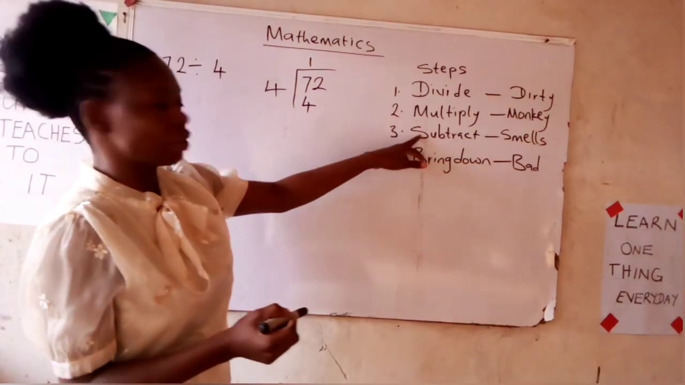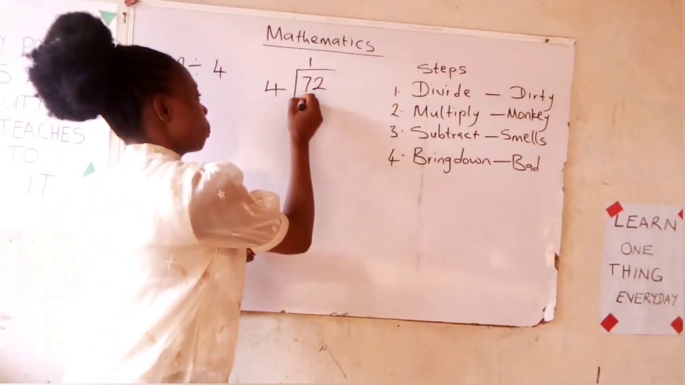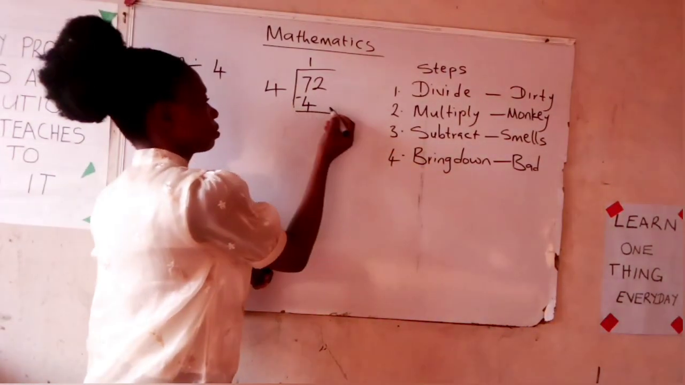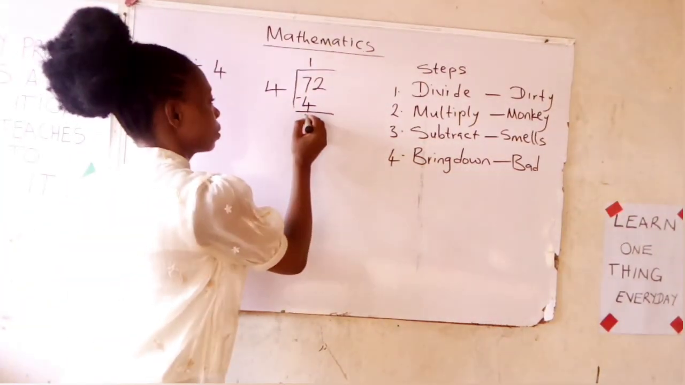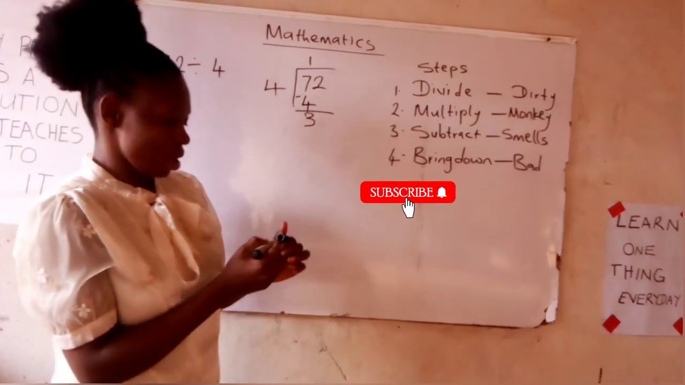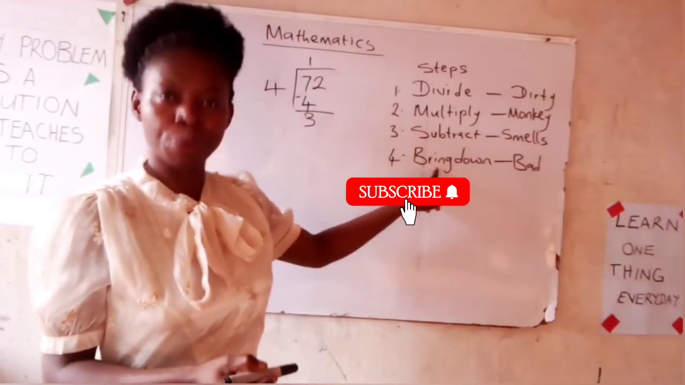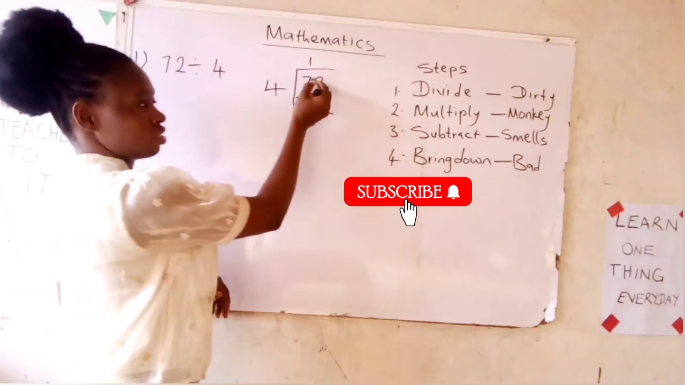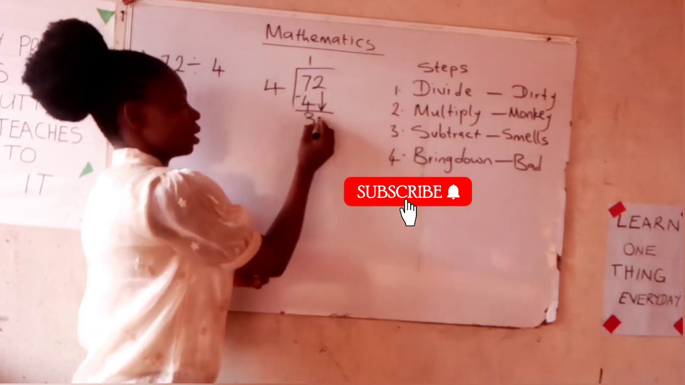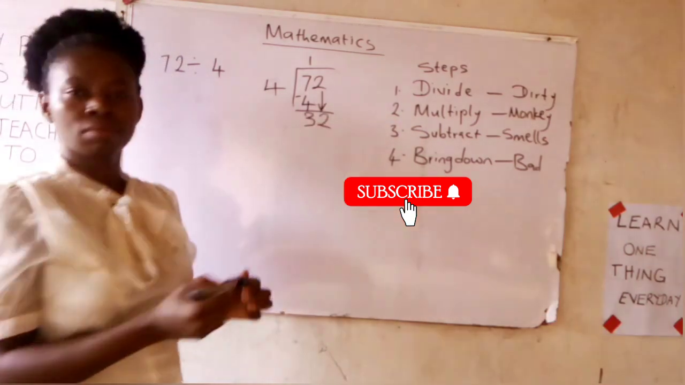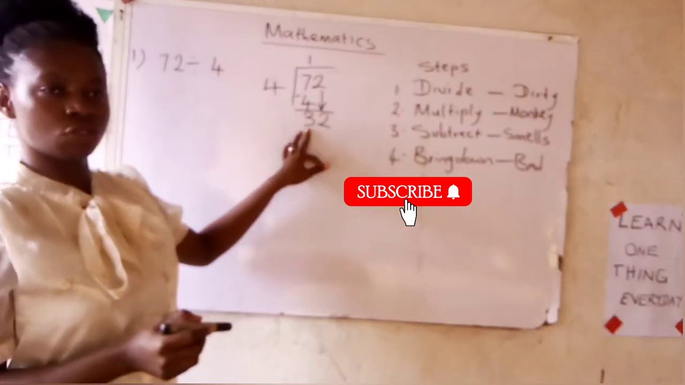And the third step is to subtract. I'll put my subtraction sign. 7 minus 4 will give me what? 3. And the next step is to bring down. So this digit here, I'm going to bring it down here. So I have 32 here.